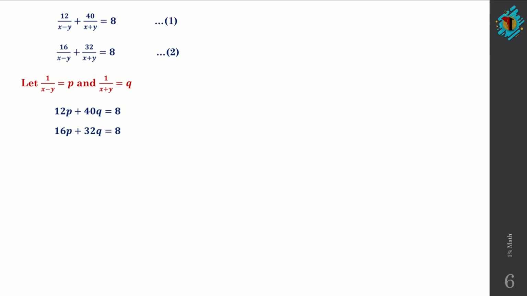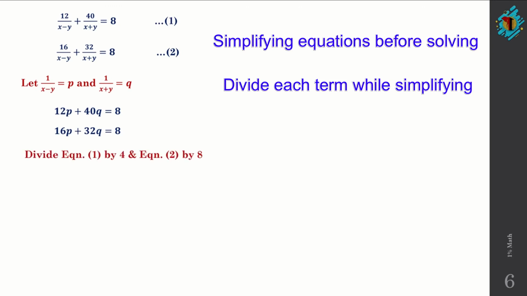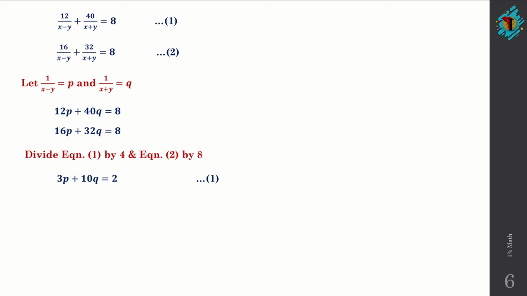As you can see, both the equations' coefficients can be reduced. That means we can divide these coefficients by 4 as well as 8 to reduce the size of the coefficients. So when we do so, the equation reduces to 3p plus 10q is equal to 2, because I am dividing the first equation by 4 and the second equation by 8. So which reduces to 2p plus 4q is equal to 1, which is going to be my second equation.